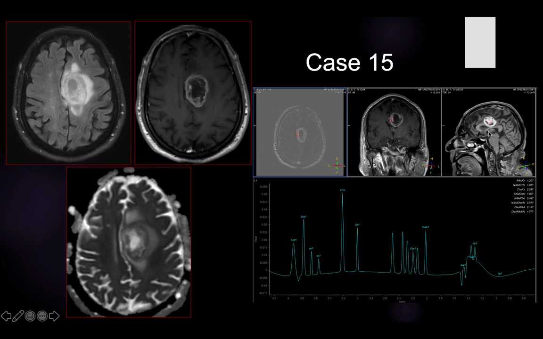Here in the MR spectroscopy, we can find an NAA peak, which makes the metastatic nature less likely. And we can see an evident choline peak here. This is characteristic of a high grade neoplasm. So this is a typical example for the left frontal GBM, or glioblastoma multiforme. This is the typical MR spectroscopy and the typical MRI finding of the glioblastoma multiforme.